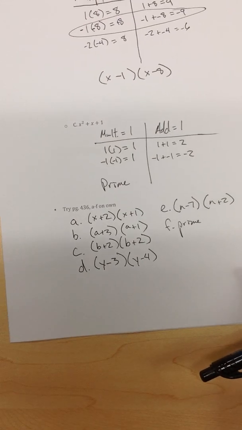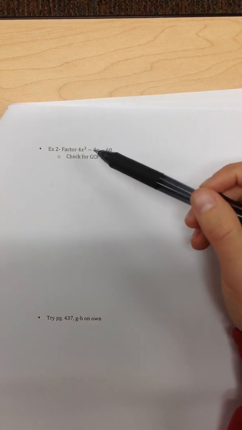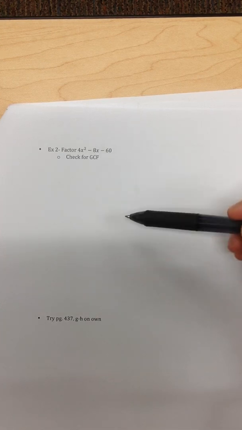Okay, next set of stuff here. These next ones we're going to do are going to have a number out front, like a 4 or a 5 or whatever. But what we can do is use something similar to what we were doing the other day where we pulled out greatest common factors. The next few ones we do here are going to have greatest common factors we pull out front to make these problems a little bit easier.